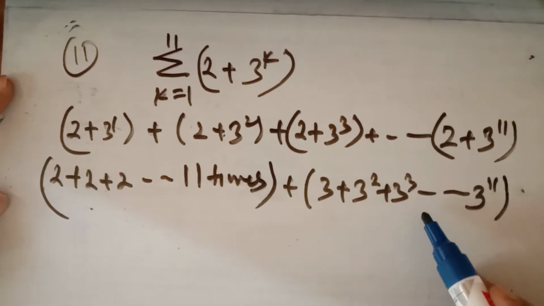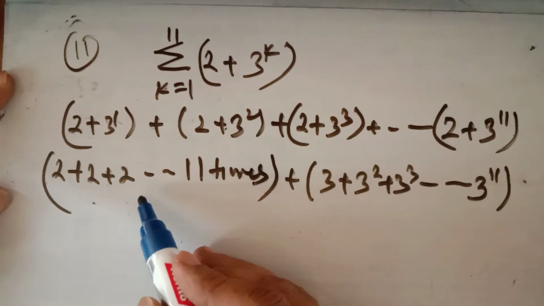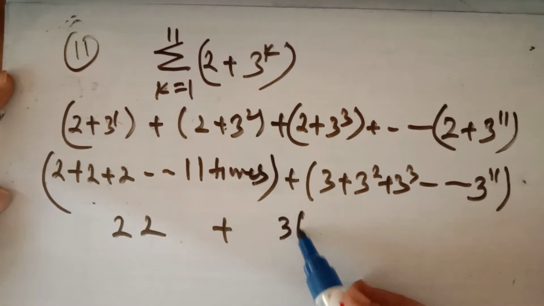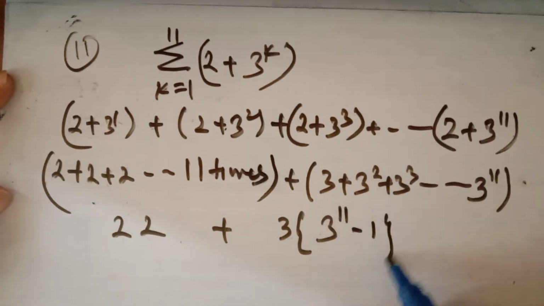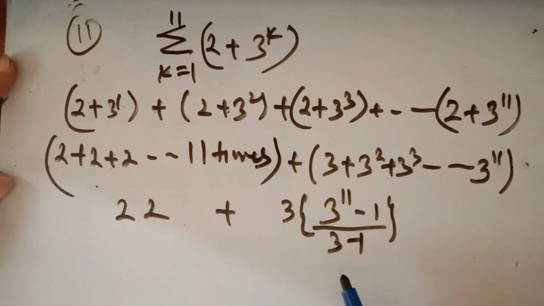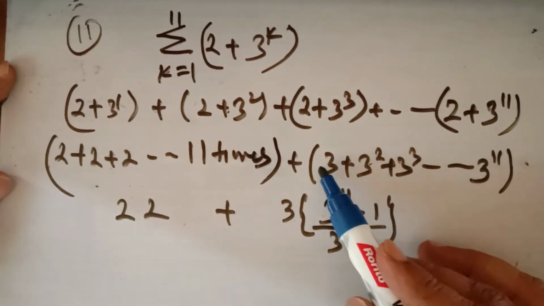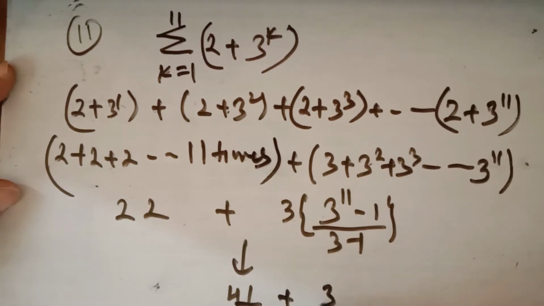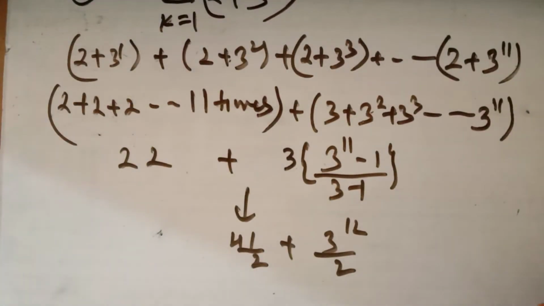So this is the sum of the first 11 terms of a GP, geometric progression, and if you add 2, 11 times, it will be 22. And this is the sum of a GP, which is a into r raised to power n minus 1 upon r minus 1, the sum of first n terms of a GP, where the first term is a and the common ratio is 3. When you simplify it, you will get this as 41 upon 2 plus 3 raised to power 12 upon 2. You take your own time to simplify these expressions. So this is the 11th question of your NCERT book.